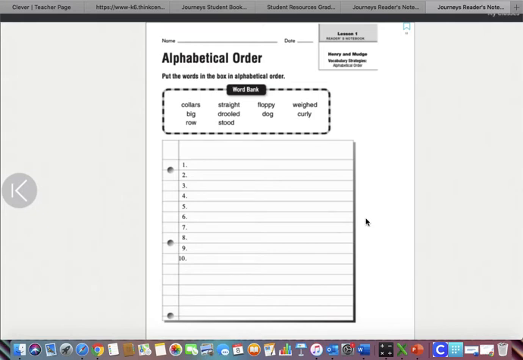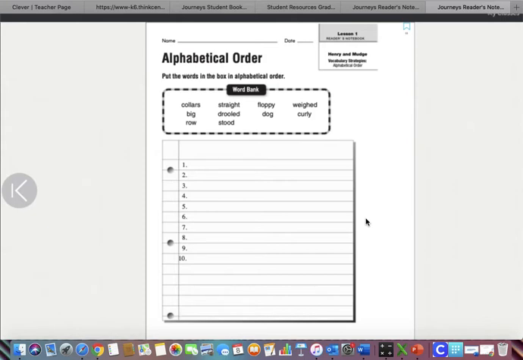So, okay, we can't just look at the S. Now we have to look at the ST. Uh-oh. They both have ST. How am I going to fix this problem? What do I need to look at next? Zayden. Third. I need to look at the third letter, right? So now I need to look at the R in the word straight, or I need to look at the O in the word stood. Which letter comes first in the alphabet? R or O? Which one comes first, Valerie?